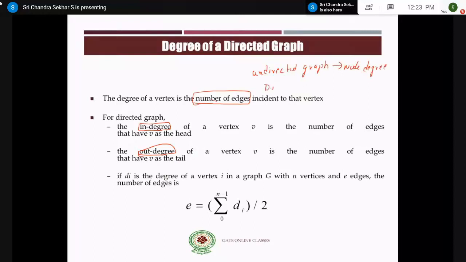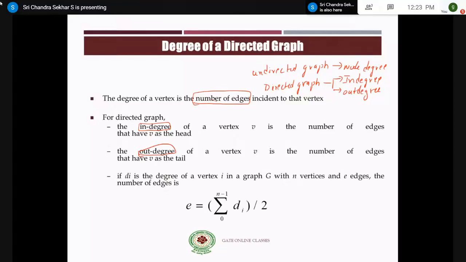But if it is a directed graph, very important point, we have node degree, but it is divided into 2 categories, that is in degree and out degree. Right? We'll see what this in degree and out degree is. So the number of edges that are incident to that vertex is called the degree of a vertex.